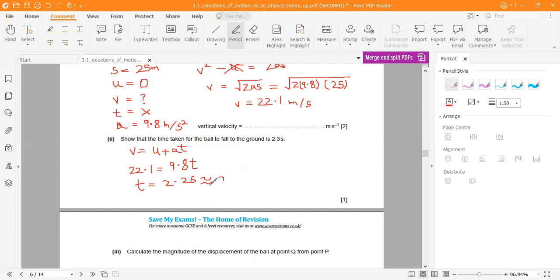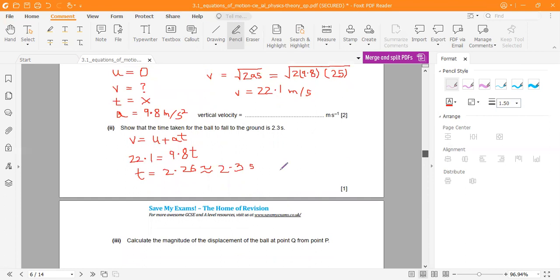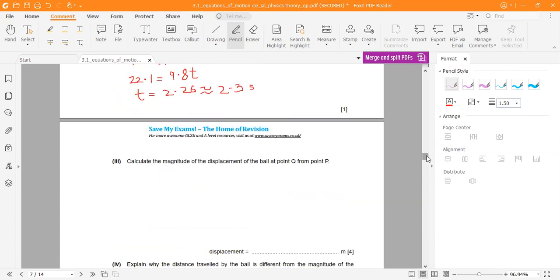As you can see, we get 2.25 or 2.26. So this can be rounded off to 2.3 seconds. This is what they wanted. Now they're asking, calculate the magnitude of displacement.